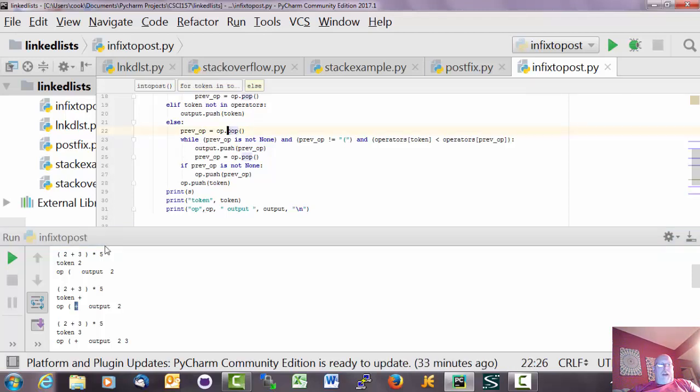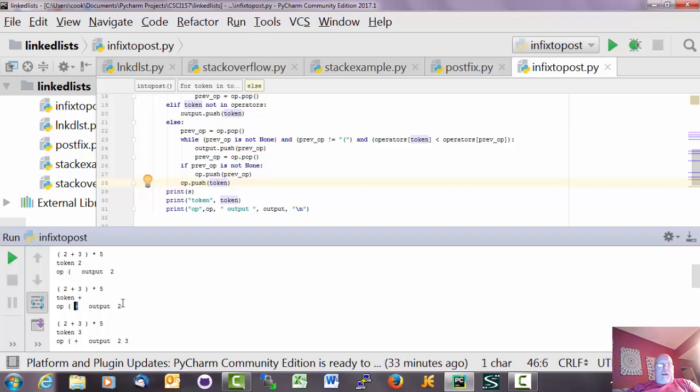So we pop the previous operator, so that becomes the parenthesis. And then we check, is the previous operator a left parenthesis? Well, yes it is. So we didn't actually want to pop that left parenthesis off yet. So this part of the while loop never executes. We check to see if it's a left parenthesis. If it is, we don't do anything here for previous operator. So now we check, is previous operator none? Nope, it's a left parenthesis. So we push that back onto the stack. So the left parenthesis goes right back where it was, and then we push the token, which was the plus sign.